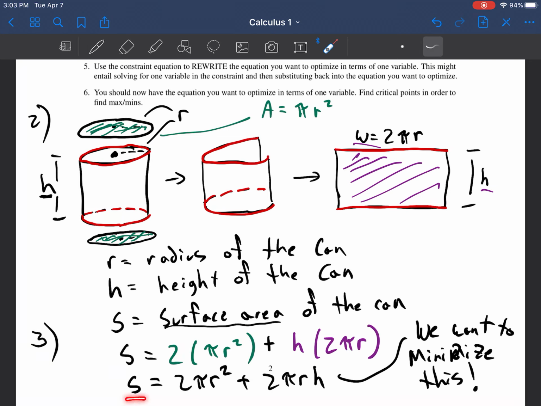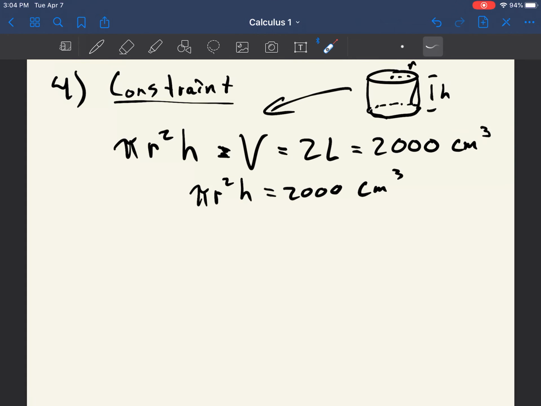But we don't know how to do that with equations that have more than one variable in them. So here we have r's and h's. We don't know how to take derivatives of functions like that. But if we can use our constraint to substitute or eliminate one of these two variables, then we'll have an equation with just one variable in it, and then we can take derivatives, set it equal to 0, find the max and the mins. So the goal now in steps 5 and 6 is to rewrite your constraint so that you can substitute into here, and then you can rewrite the equation you want to optimize, and then you go ahead and optimize it. Okay, so let's do that on the next page here.